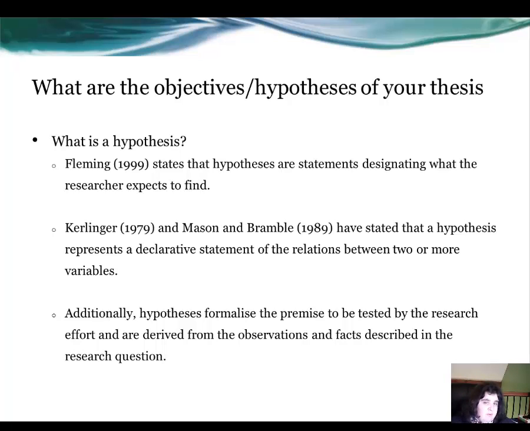Kerlinger in 1979 and Mason and Bramble some 10 years later stated that a hypothesis represents a declarative statement of the relations between two or more variables. Additionally, hypotheses formalize the premises to be tested by the research effort and are derived from the observations and facts described in the research question.